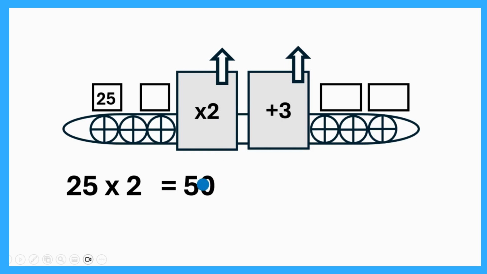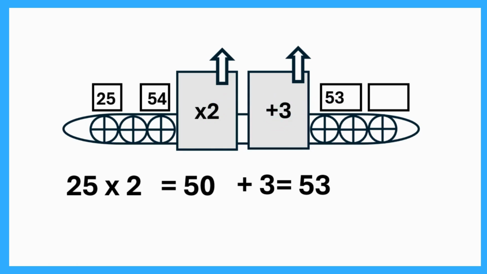Now this 50 will be taken to the next machine before we can have our output. We add 3 to it at the second machine, and then we have 53. So the output, after this input has been taken through the two machines, is 53. Here we have the input, which is 25. The processes are multiplied by 2, and whatever you get, plus 3, and it gives you 53.